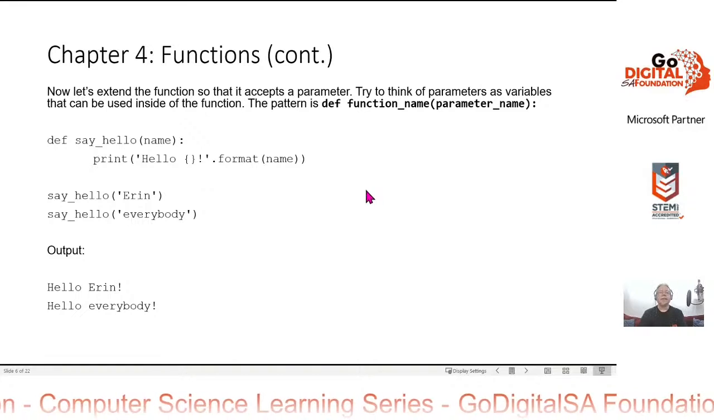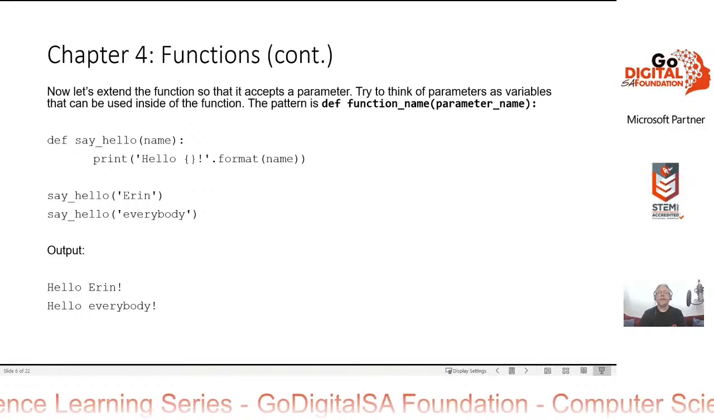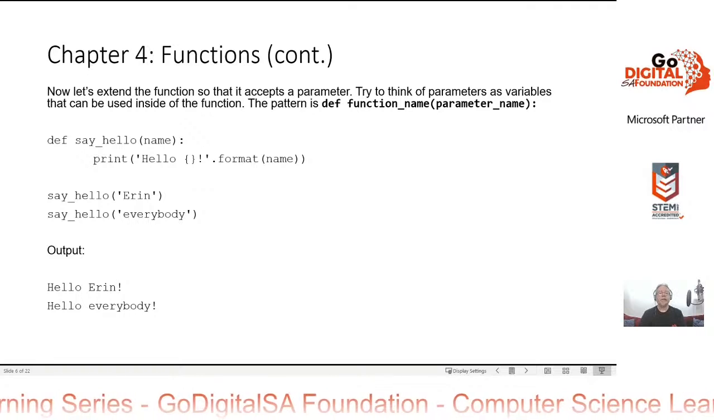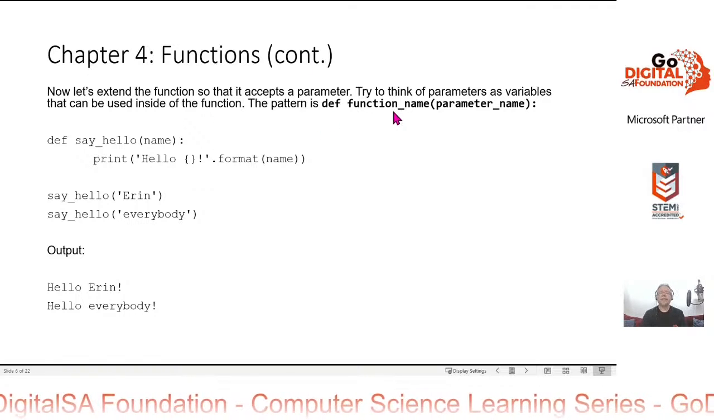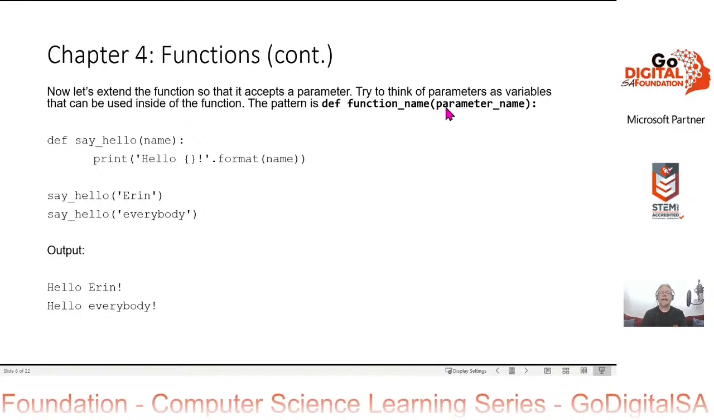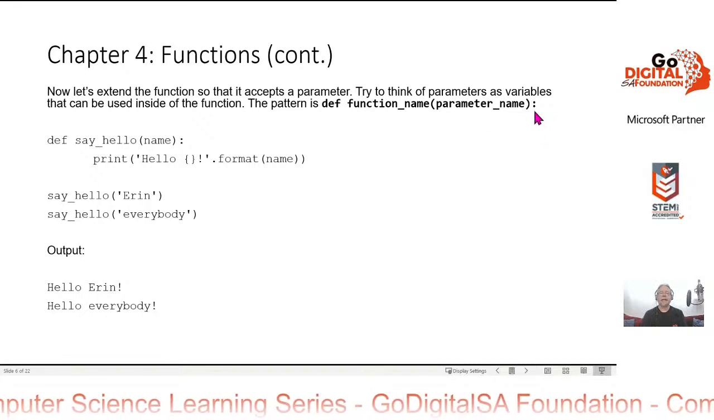So now let's extend the function so that it accepts a parameter. Try to think of parameters as variables that can be used inside of the function. The pattern is def function name, parentheses, and the name of the parameter, or a list of parameters, and then the colon.